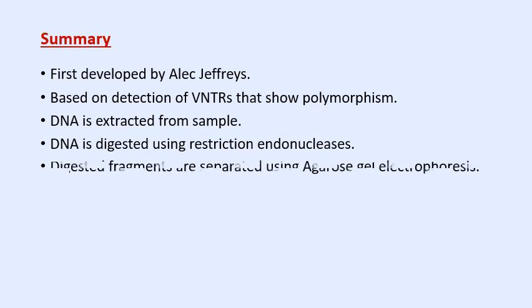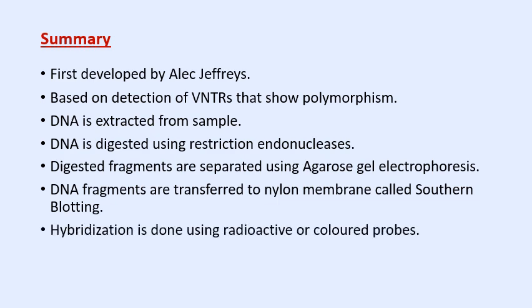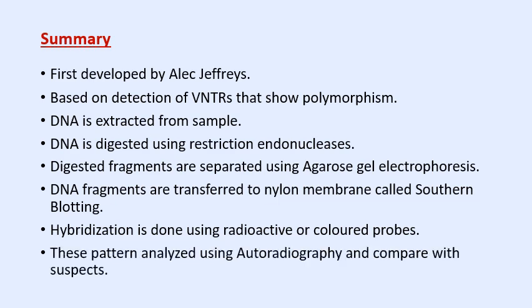Once these DNA fragments are digested, they are separated using agarose gel electrophoresis. The separated DNA fragments are transferred to a nylon membrane, a technique called Southern blotting. Then they are hybridized using small oligonucleotides that can be radioactive or colored, called probes. And finally, they are analyzed using autoradiography and compared with the suspect.